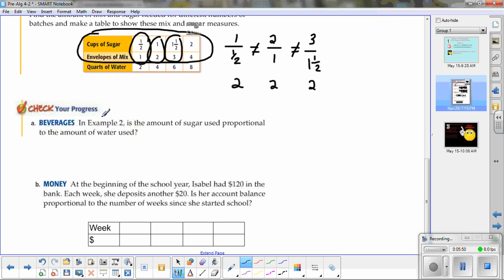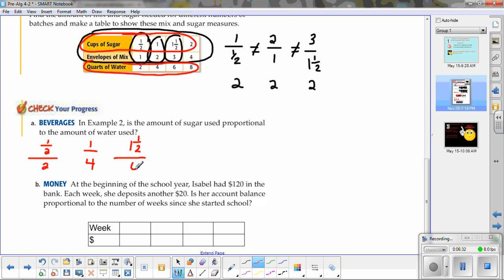You may want to pause the video and try the next one on your own. It says in example 2, is the amount of sugar used proportional to the amount of water? So this time we're going to do sugar and water. So 1/2 cup sugar to 2 quarts of water. 1 cup sugar to 4 quarts of water. 1.5 cups of sugar to 6 quarts of water.